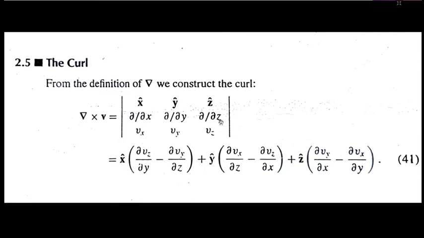Okay, and in general the middle column has a negative sign, but I interchanged these two terms inside the bracket, and therefore the negative becomes a positive. So it is del vz by del y minus del vy by del z, and that is with the direction x cap. Similarly for the y cap and the z cap, equation number 41 will represent the curl.